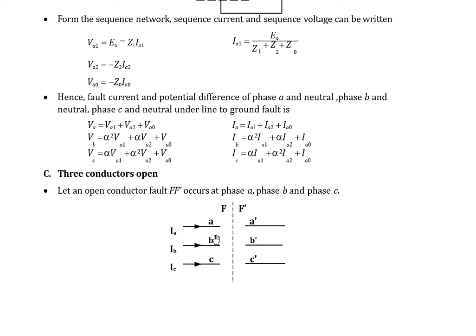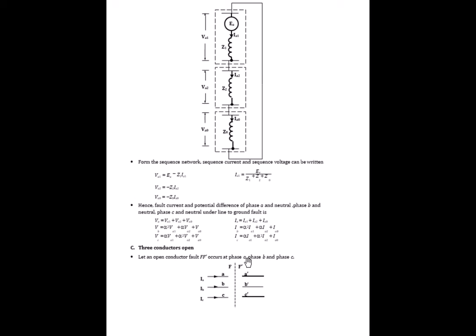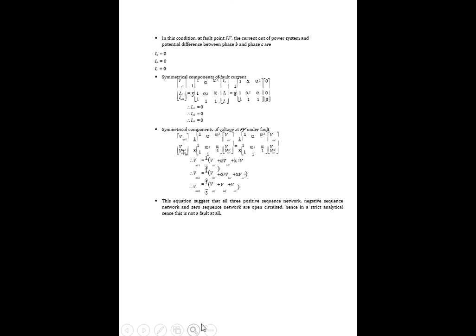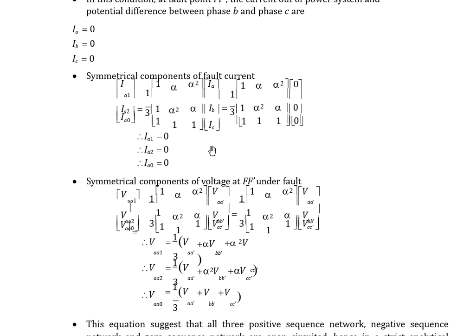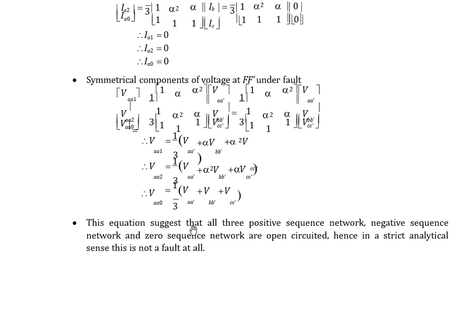So the third and last case is when all three conductors are open. Then what will happen? We get the condition that IA1, IA2, IB2 and IC are all 0. Then all the sequence currents are also 0, but we have voltages. So we have this kind of voltage, and this equation suggests that the positive sequence network, negative sequence network and zero sequence network are all open circuited. Hence, in a strict analytic sense, there is not a fault at all.